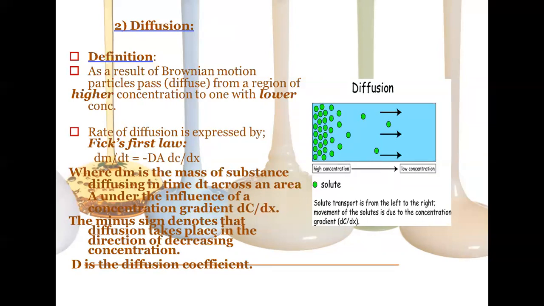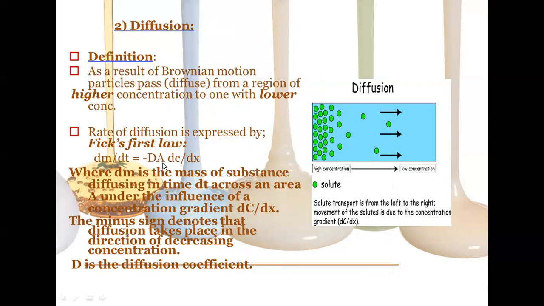which is dm/dt, dm divided by dt, equals minus D multiplied by A into dc/dx, where dm is the mass of substance diffusing in time dt across an area A under the influence of concentration gradient dc/dx. The minus sign denotes that the diffusion takes place in the direction of decreasing concentration. D is the diffusion coefficient. So this is the diffusion coefficient.